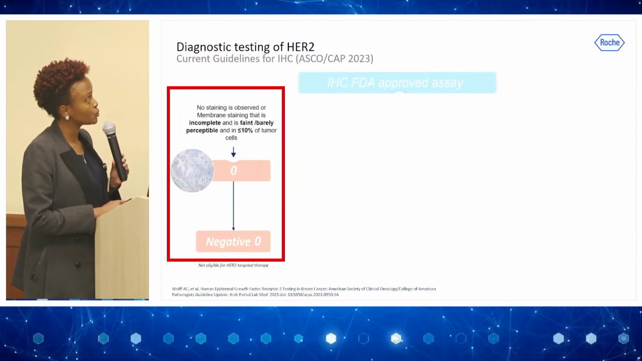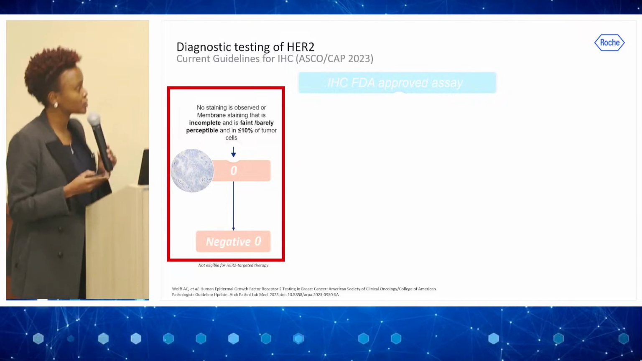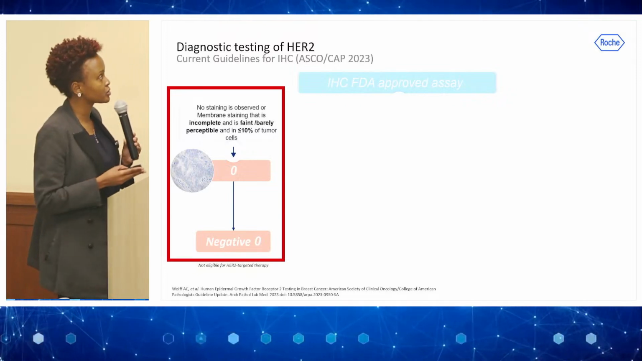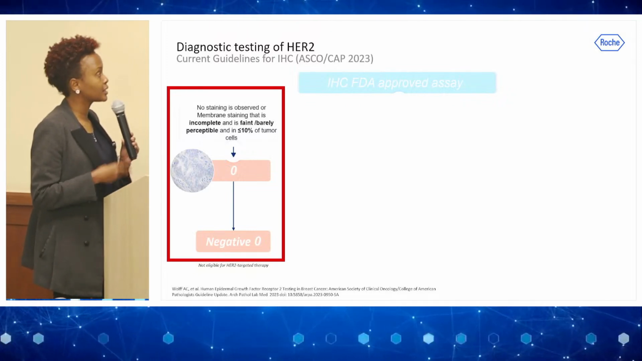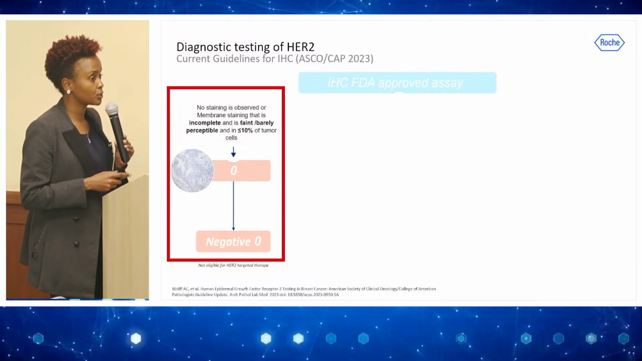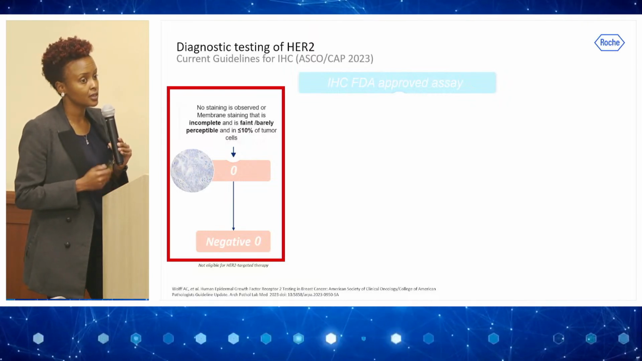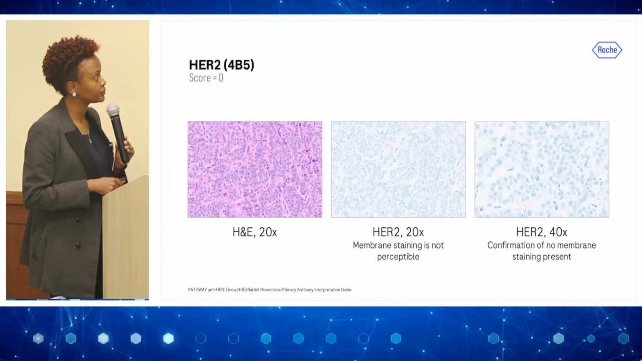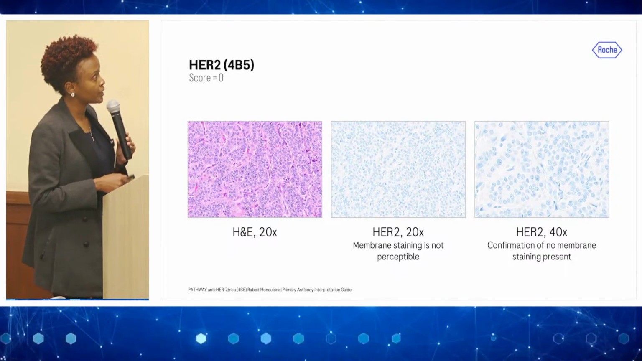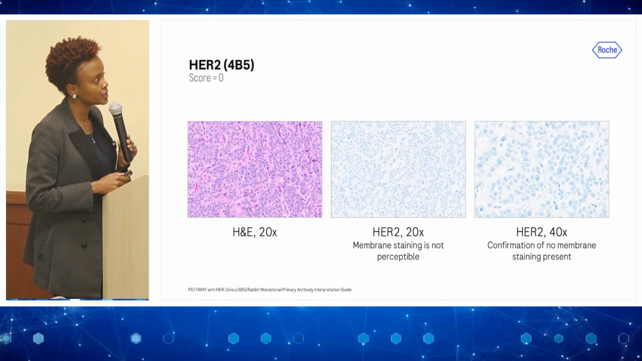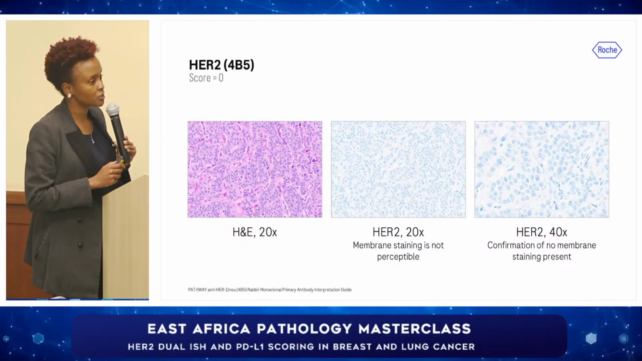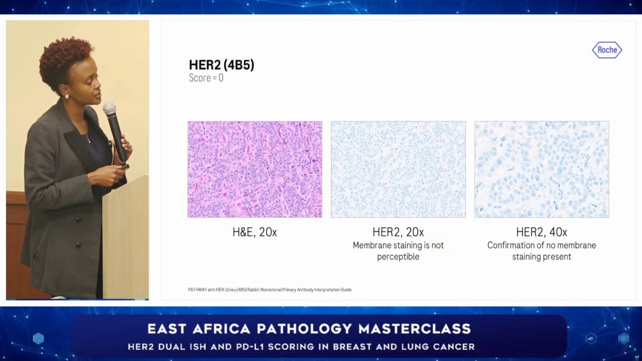So we'll start with score 0. Remember, the first question we're asking ourselves is, is there staining or not? So if there's no staining, you automatically ascribe a score of 0. However, if there is staining and it is membranous, incomplete, but faint and barely perceptible in less than 10% of tumor cells, then you would ascribe a score of 0. And practically under the microscope, this is how it would look. So again, we have our H&E image, HER2 at power 20, where we can clearly see that there's no staining, and then at power 40, where there's no staining. So this would be an obvious 0.